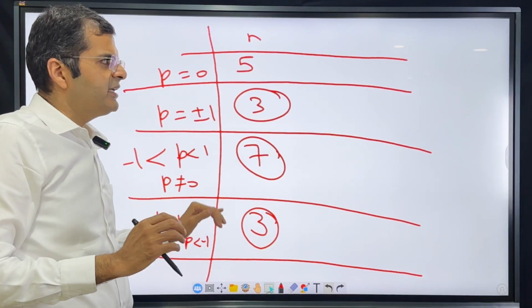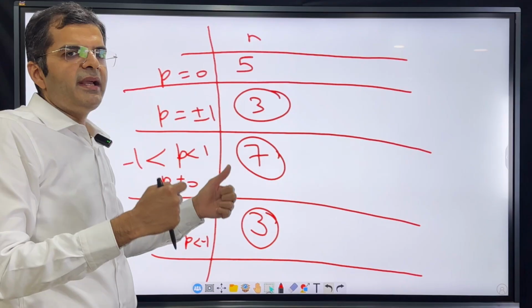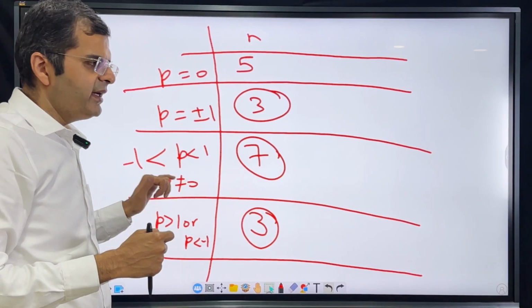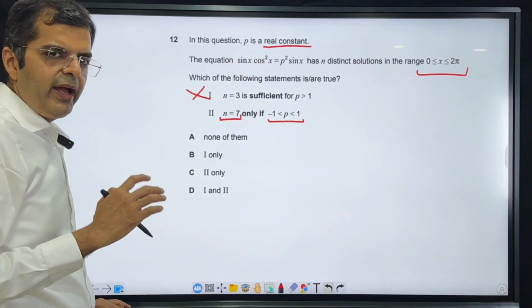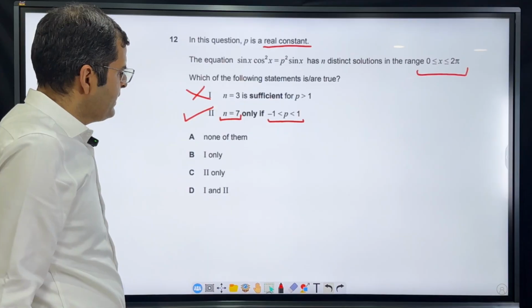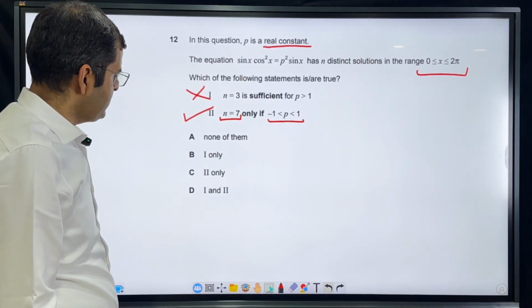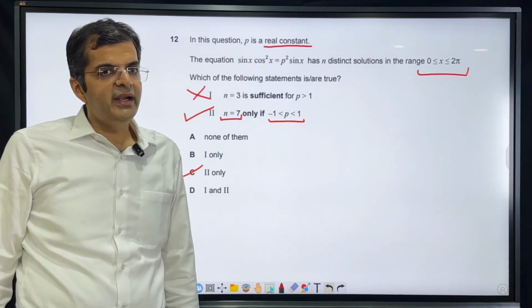And 0 also lies between minus 1 and 1. But I have been given a statement that N is 7. So N is 7 means P has to lie between minus 1 and 1. It can't be 0, but whatever the value of P is, it has to lie between minus 1 and 1. So this statement becomes correct. So statement 2 is correct only, which means answer option C is right. Quite an interesting question.